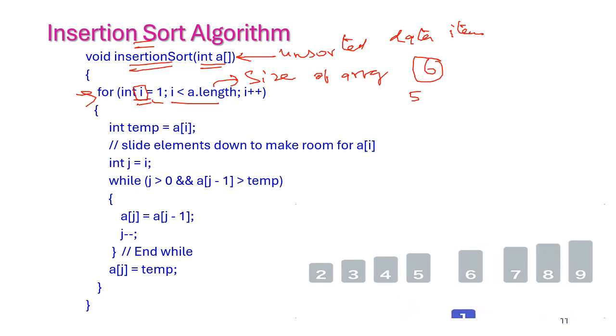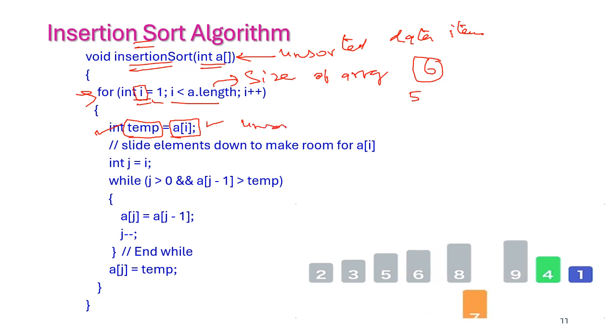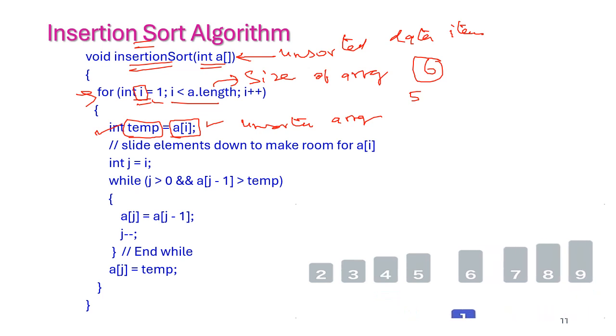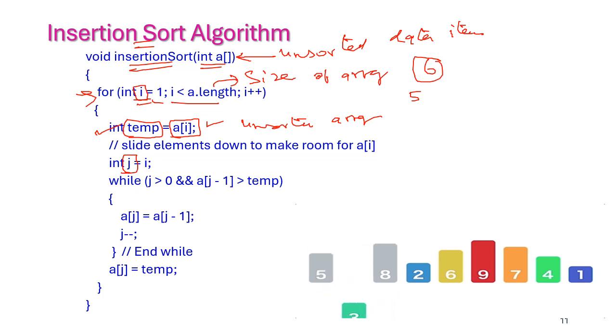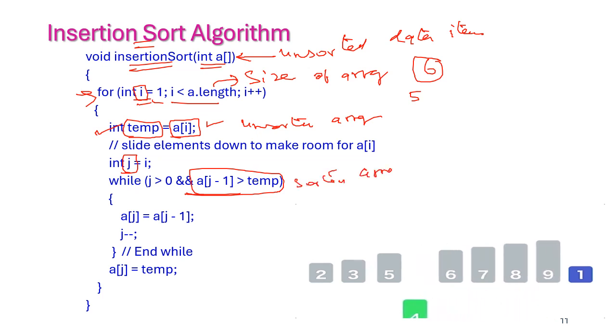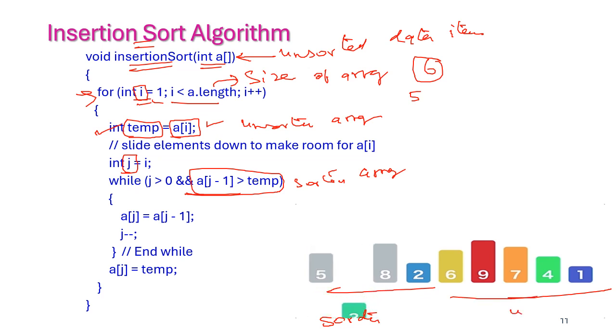And the temporary variable is used to hold the first value of the unsorted array. And another counter is there, that is j, and this is used to compare the data item with the sorted array. See, the gray color is the sorted part, and the colored item is unsorted.